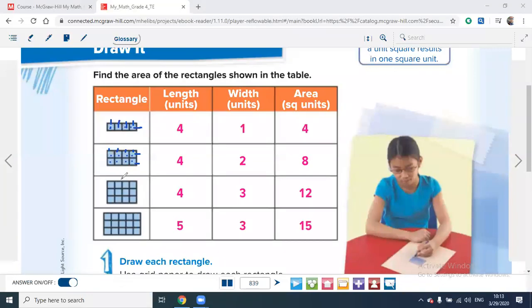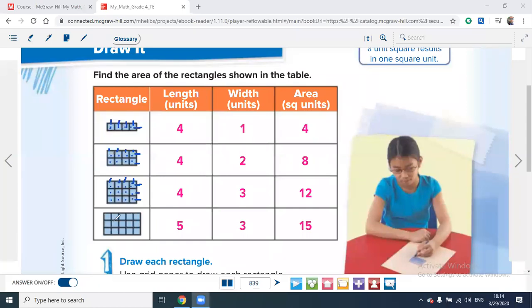Okay, next one. I have this rectangle. What is the length? You can count from outside. 1, 2, 3, 4. So the length is 4. And what about the width? The other dimension. 1, 2, 3. What about the area? Count how many squares inside the shape. 1, 2, 3, 4, 5, 6, 7, 8, 9, 10, 11, 12.